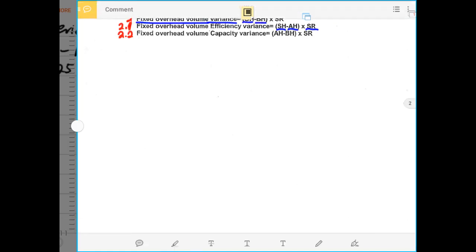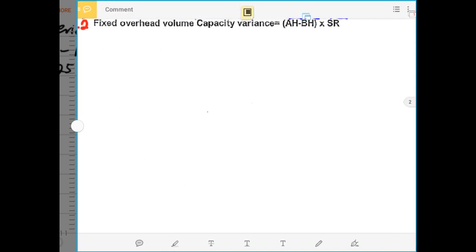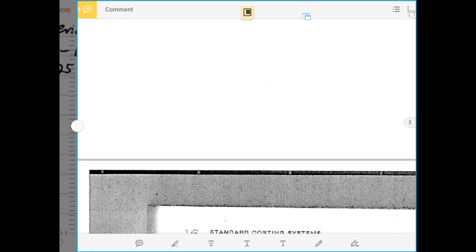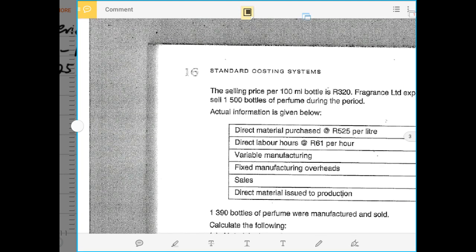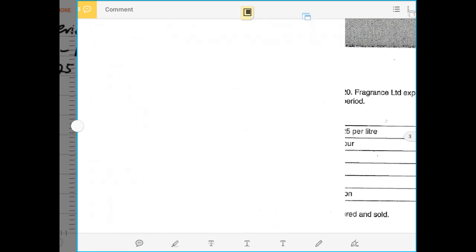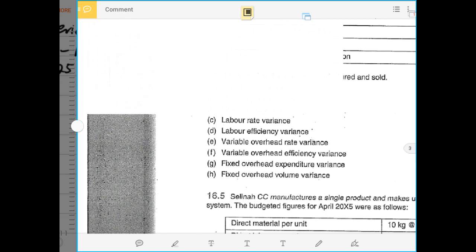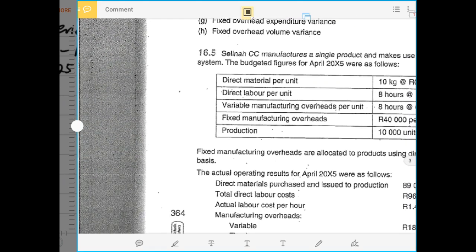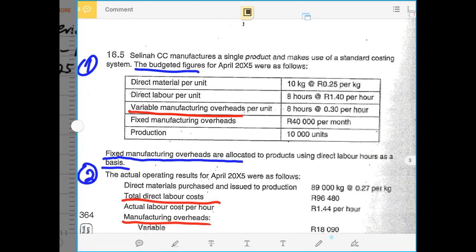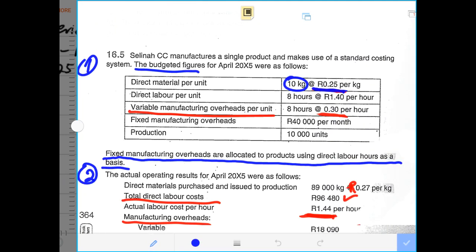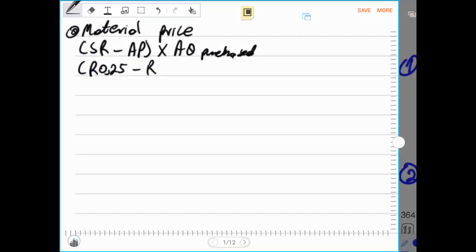So now let us look at our actual price in terms of material. How much did we actually pay to our supplier to buy the material, which is obviously different from the one that we estimated? The actual price is given to us in terms of material as 27 cents. So that will be our 27 cents per kg. Now we can see that our actual is different from the standard.